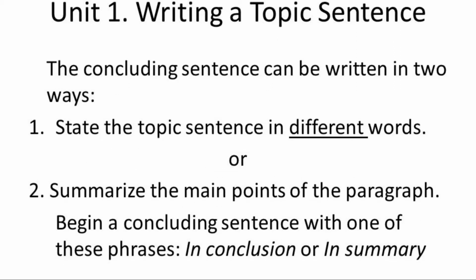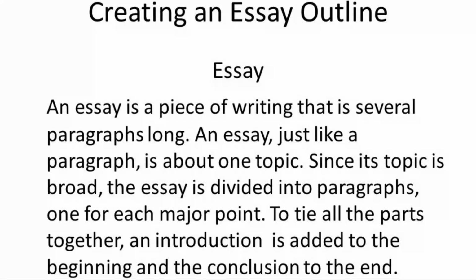Unit 1. Writing a topic sentence. The concluding sentence can be written in two ways. 1. State the topic sentence in different words. Or 2. Summarize the main points of the paragraph. Begin a concluding sentence with one of these phrases: in conclusion or in summary.